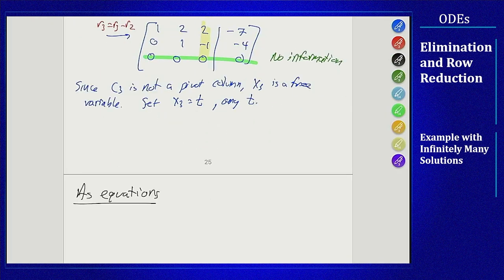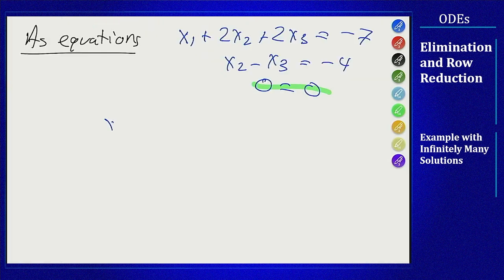So as equations, we get the following. We get x1 plus 2x2 plus 2x3 equals negative 7, x2 minus x3 equals negative 4, and 0 equals 0. We already saw that this equation here does nothing for us. We've chosen to set x3 equal to t, so I can now plug that into both of these equations. So I have now x1 plus 2x2 plus 2t equals negative 7, and x2 minus t equals negative 4. Well, now I can solve for x2 and x1 in terms of t using what I have here.